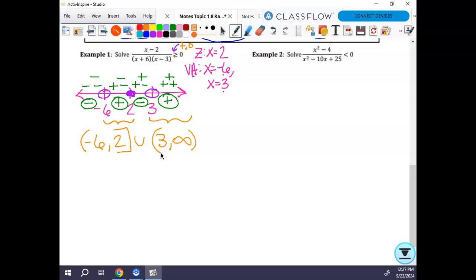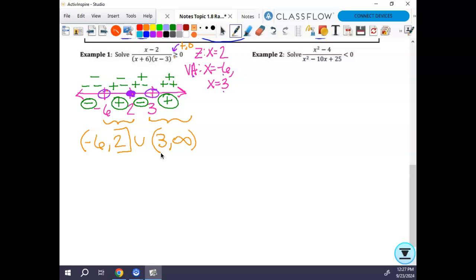What questions do you have? For the polynomials, it's the exact same thing. Your function just isn't a fraction. Okay. We good? Yes? All right. So let's look at example 2. What do I need to do first?